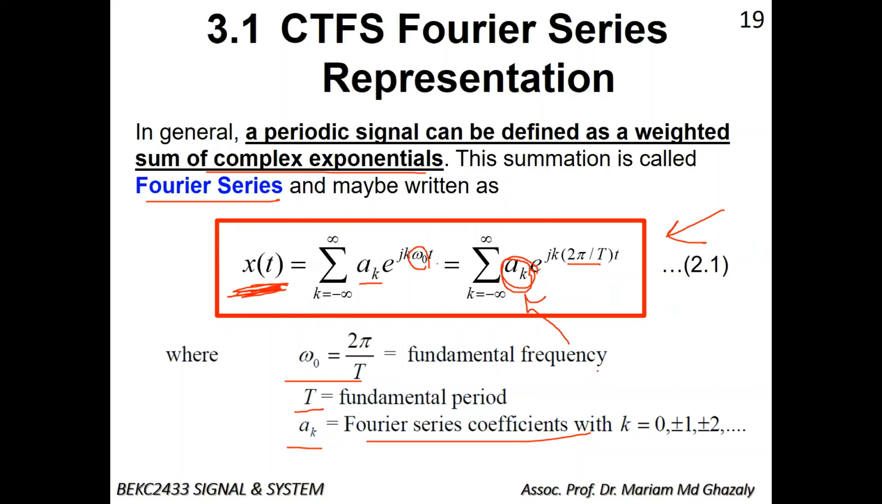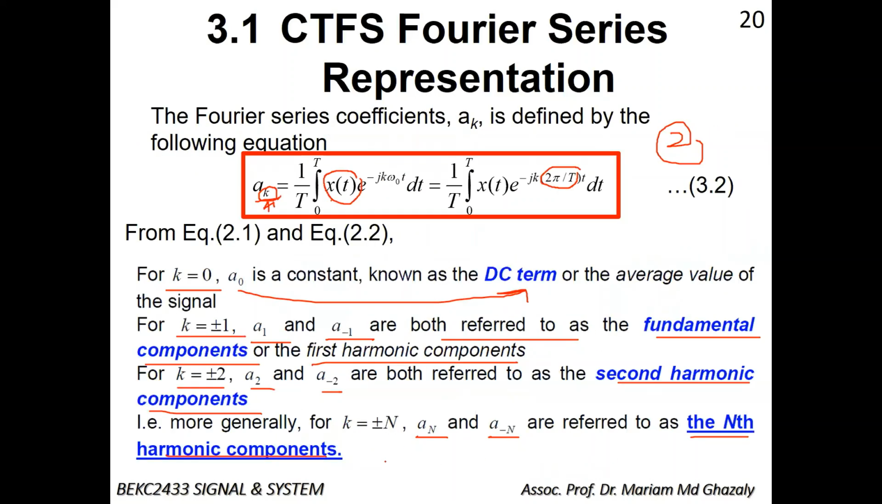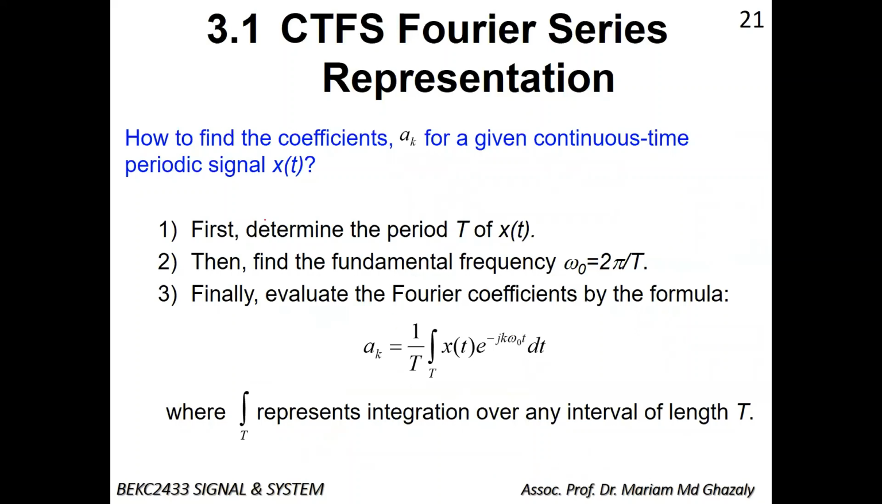Okay, so we were here just now. How do we find the coefficient a_k when you are given a continuous-time periodic signal x(t)? You are given x(t), find a_k. The method is, first, determine the period T of x(t). Second, find the fundamental frequency ω equal to 2π over T. Finally, evaluate the coefficient by using the general formula.